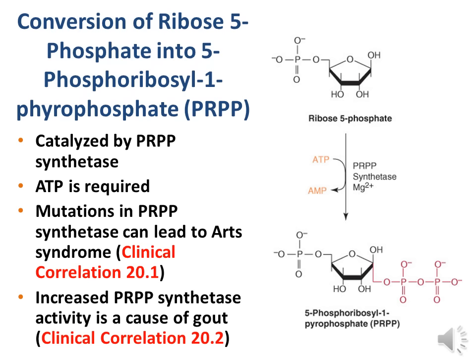This slide shows the metabolic reaction that converts ribose 5-phosphate into PRPP. This reaction is catalyzed by PRPP synthetase. Mutations in PRPP synthetase can lead to ART syndrome, which is described in Clinical Correlation 20.1. Increased PRPP synthetase activity is one of the causes of gout, and that is described in Clinical Correlation 20.2.